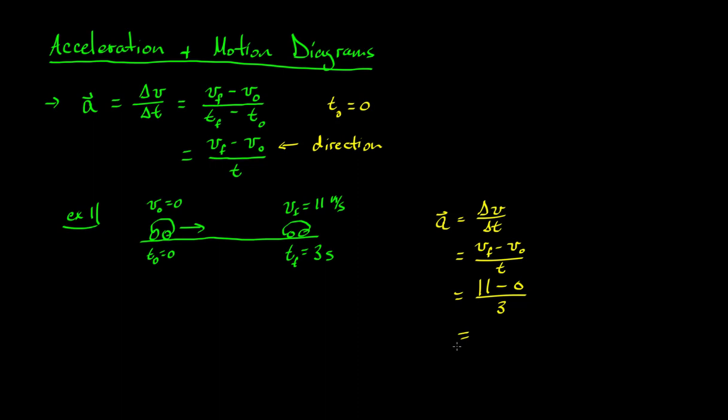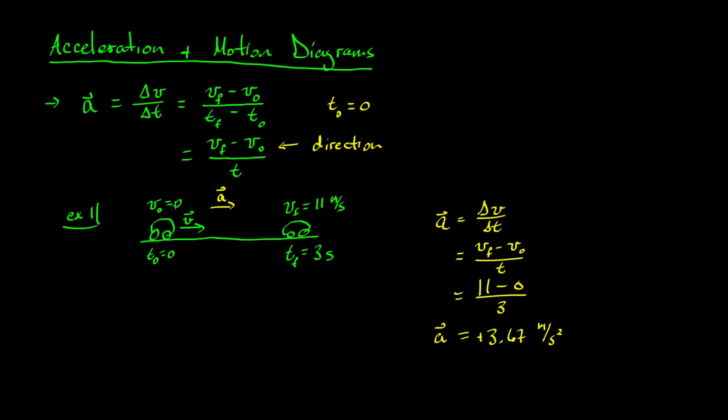And if we calculate that really quickly, it's 3.67. So we get an acceleration of 3.67 meters per second squared. So that's our acceleration. And it's positive, so it's going to the right. So our velocity is to the right, so our acceleration is also to the right. This was a velocity vector. So I'm going to talk a little bit about motion diagrams, and then we'll do another example with acceleration.